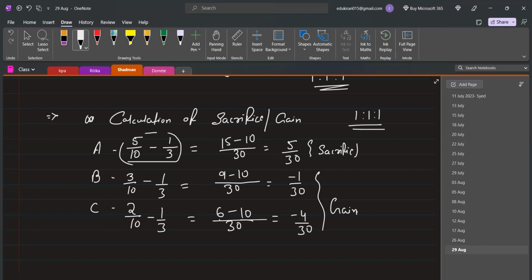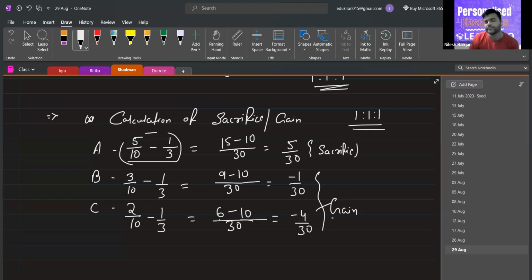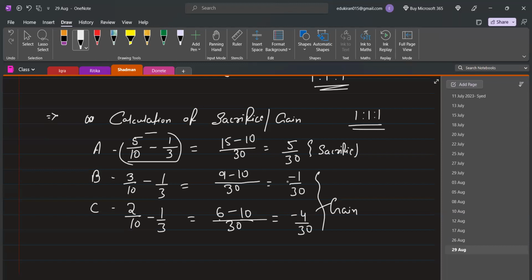If it is gain, we don't have to write it in negative. It will be 1 by 30 gain and 4 by 30 gain. Actually, I got the negative to show you that it is gain, so we should not write the negative sign. Or if you are writing it, then you can write it here in this calculation, but in the other calculations you don't use this minus sign.